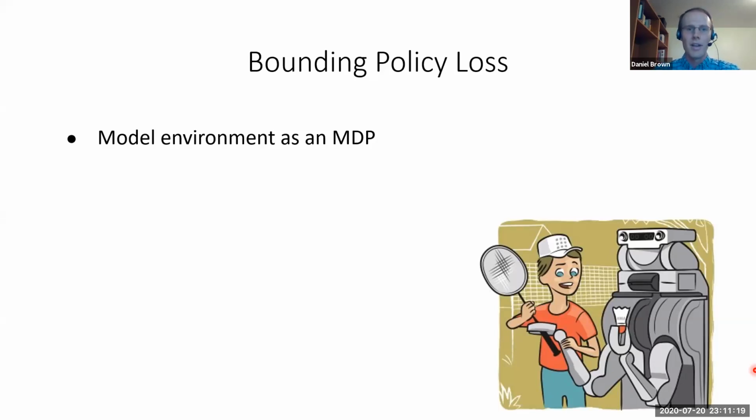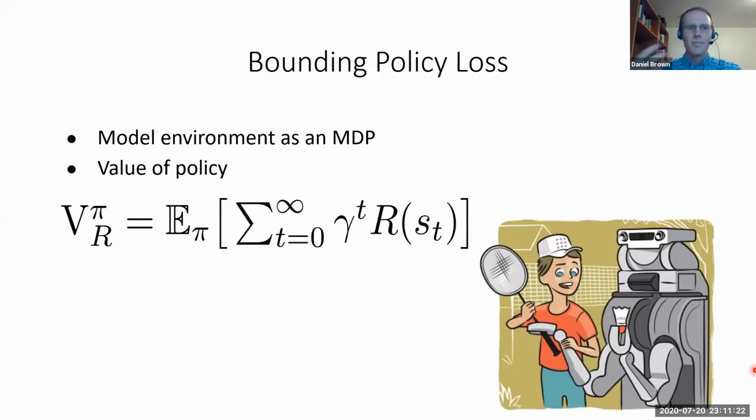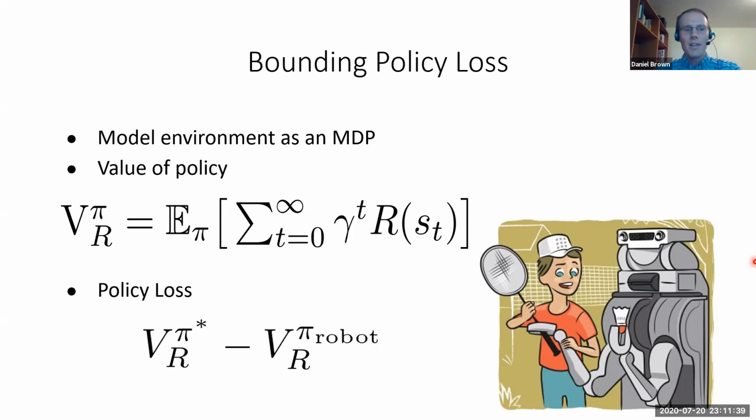So if we talk about bounding policy loss, as I mentioned before, we're going to model the environment as this Markov decision process, where we have states, actions, and then there's some reward function R, that's the demonstrator's underlying reward function. And if we knew that, we could calculate the value of a policy simply as the expectation over the sum of discounted rewards that we're going to get as we execute this policy. And if we think about policy loss, we can say, okay, what's the optimal policy under this reward function? So pi star is optimal. And then we can say, how much worse does our pi robot do compared to optimal when we're evaluating how much reward we obtain in this environment?